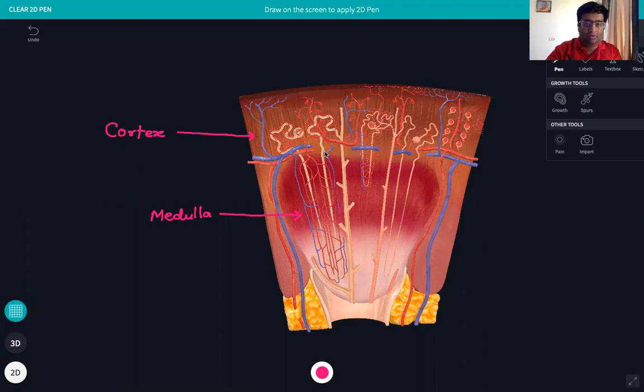And then again, it comes out to the cortex and gets convoluted to form the distal convoluted tubule that joins and opens into the common collecting duct. Now, these common collecting ducts then open at the renal papilla. The common collecting duct is also called the duct of Bellini. I repeat, it is also called the duct of Bellini.